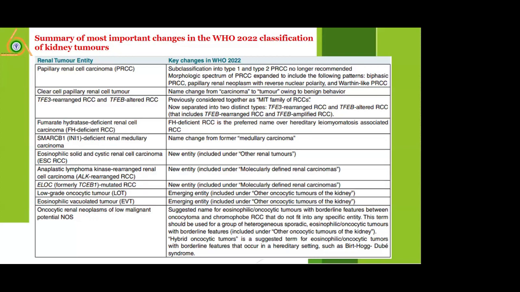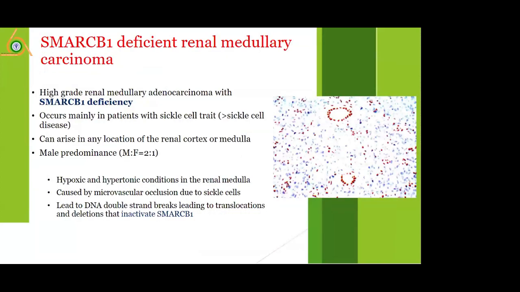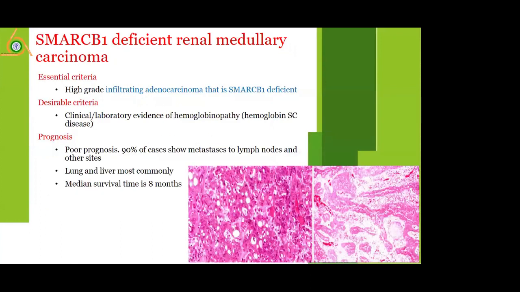Next slide, please. So again, SMARCB1 deficient renal medullary carcinoma is a renaming of your medullary carcinoma. This is a high-grade medullary carcinoma associated with SMARCB1 deficiency. And as you remember from your previous core teachings, this type of medullary carcinoma is associated with sickle cell trait and is usually seen in the medulla, but can also be located in the cortex. What happens is that because of the hypoxic condition in the medulla and microvascular occlusion because of the sickle cells, there are double-stranded breaks leading to inactivation of SMARCB1. Hence, this is SMARCB1 deficient renal medullary carcinoma. So you see in endothelial cells there is the presence of SMARCB1, and in tumor cells it's deficient.